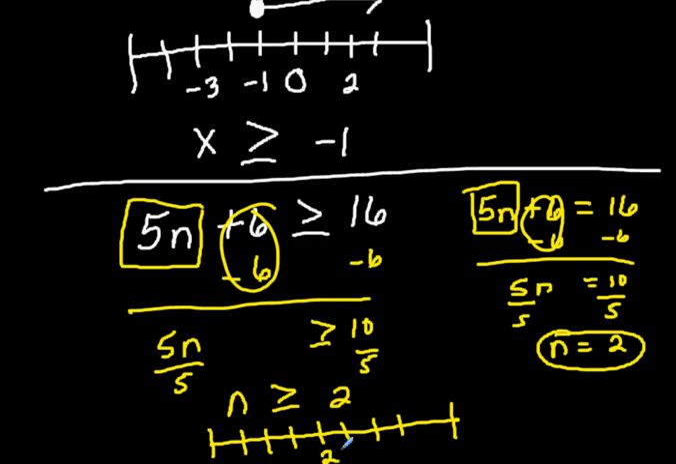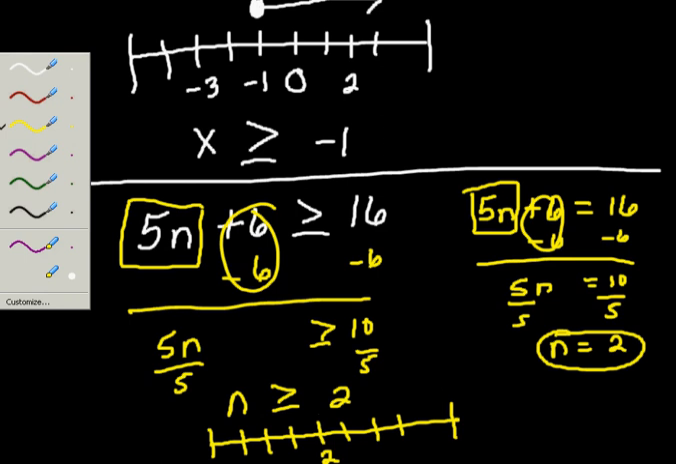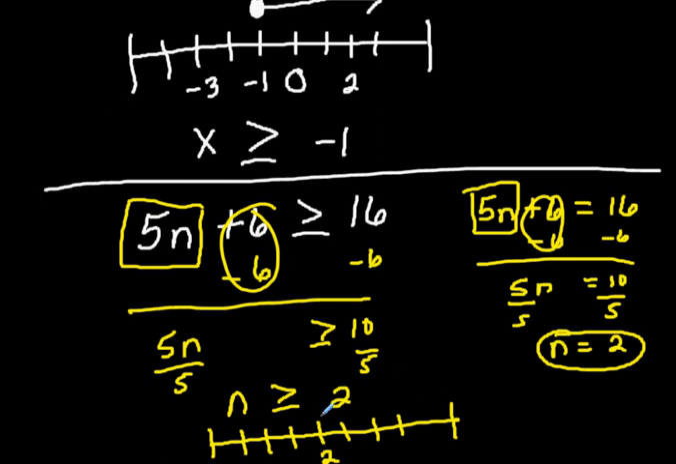We put a 2 right there. Now, does this get a closed circle like this one or an open circle like the one before it? Well, it's equal to, so it gets a closed circle. Let me change my color here. Closed circle. And we're looking for numbers that are greater than 2, so we're going to go this way.